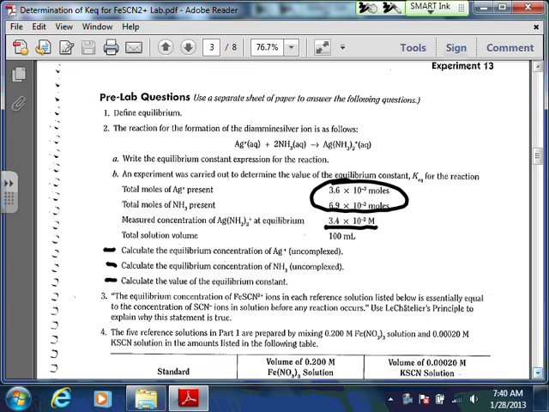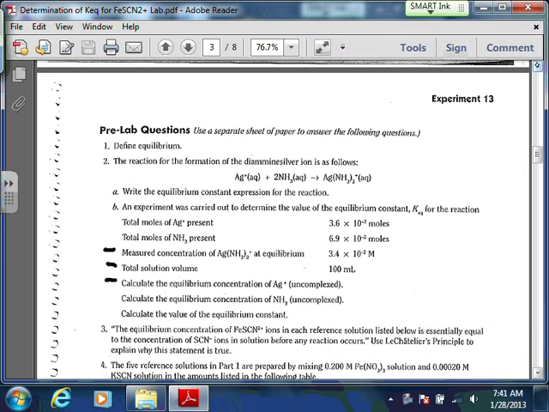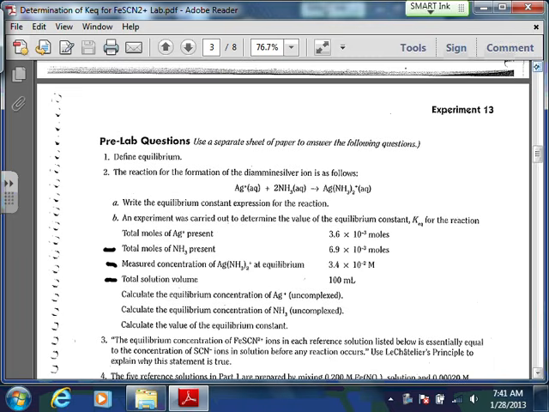So, best thing to do for this is probably just to set up an ICE table. Let me see. I'll erase this and we'll go. Just a little bit here. Is that plenty of room for this? Okay, so if I'm making an ICE table, it'd be easiest to just use the equation they already have. Okay, so there's my ICE table.